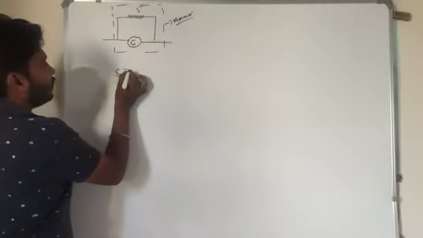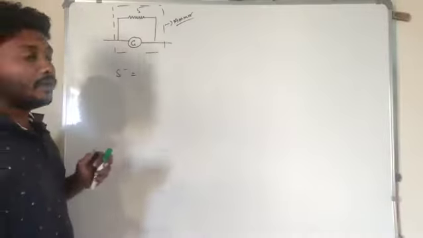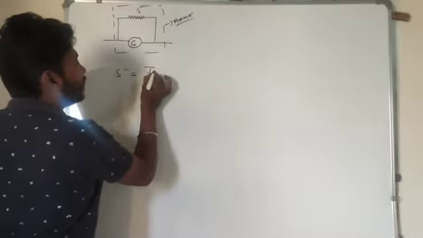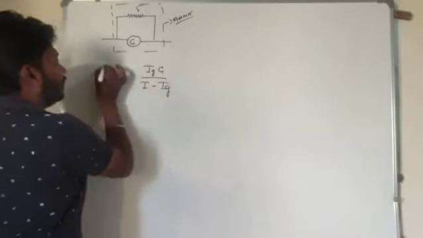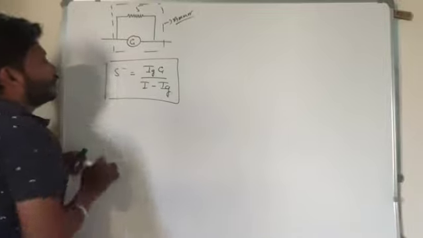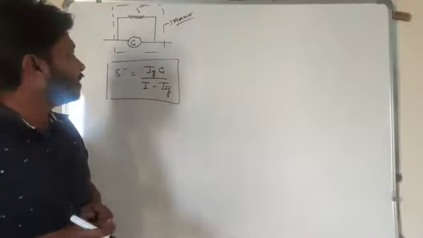What is the formula for that shunt resistance or low resistance here? That is Ig into G divided by I minus Ig. This is the formula we already derived in the previous video.